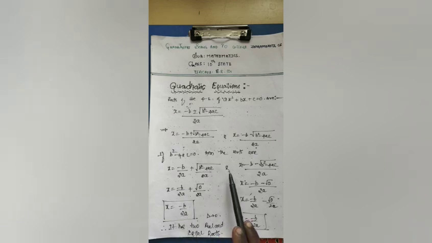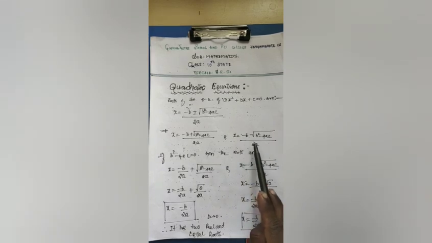Let me check the second root, that is x = -b/2a minus the square root of b² - 4ac divided by 2a. Here also, instead of b² - 4ac, we should take 0. The square root of 0 is 0 only. So by separating the denominator into the first term and second term, we get -b/2a minus √0/2a. We know that the square root of 0 is always 0, and 0 divided by anything is always 0.